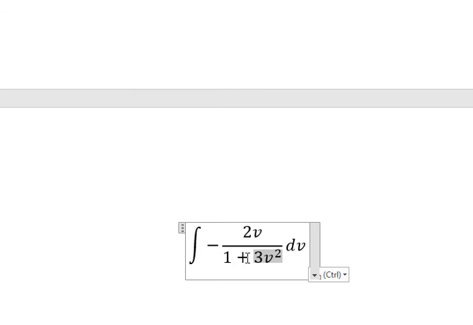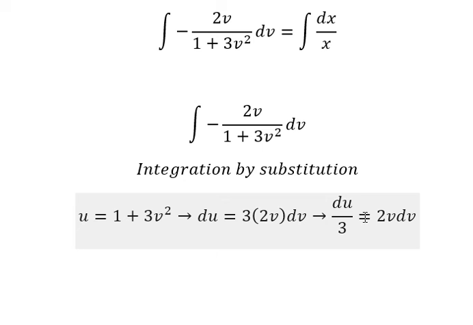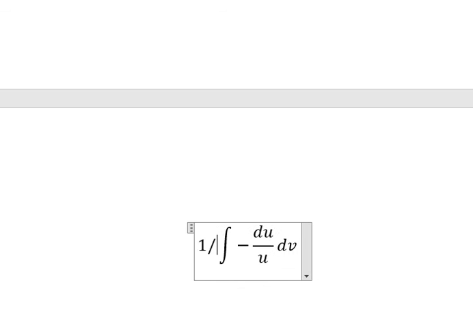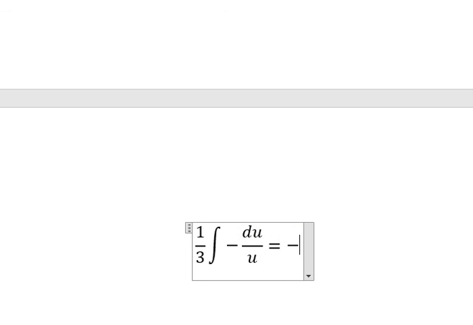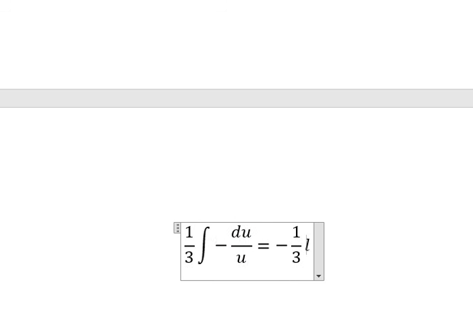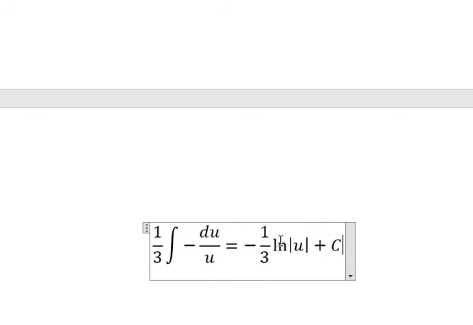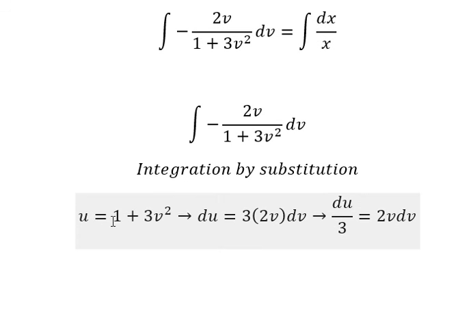So this one we change by u. 2v dv we change by du over number 3. The integration of this one, you get negative 1 over 3 ln of the absolute value of u, and we put c. About u, that is this one.